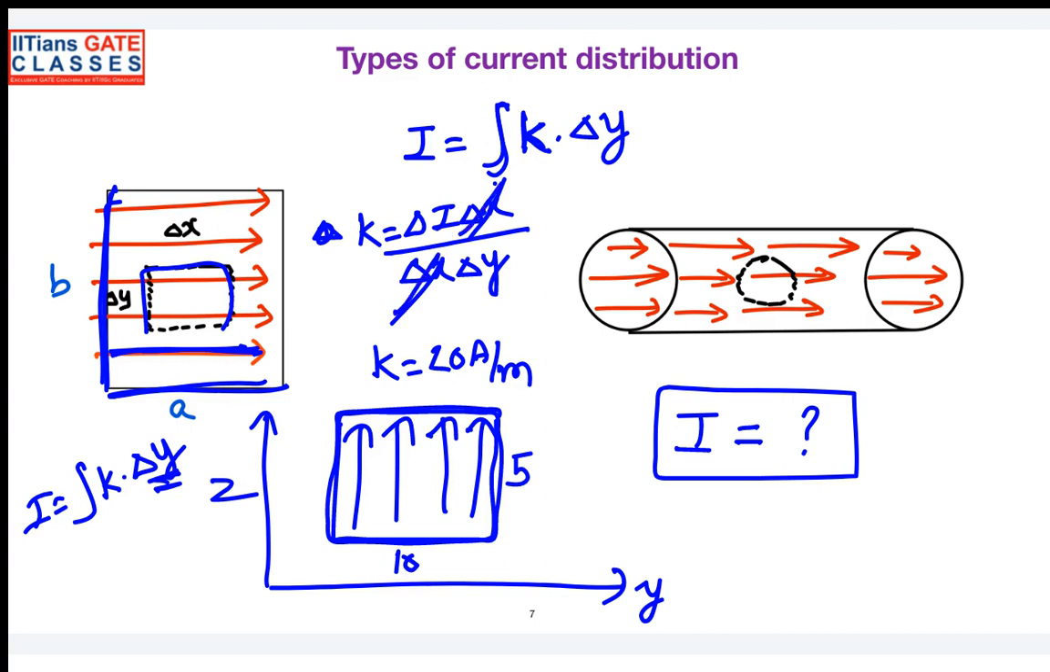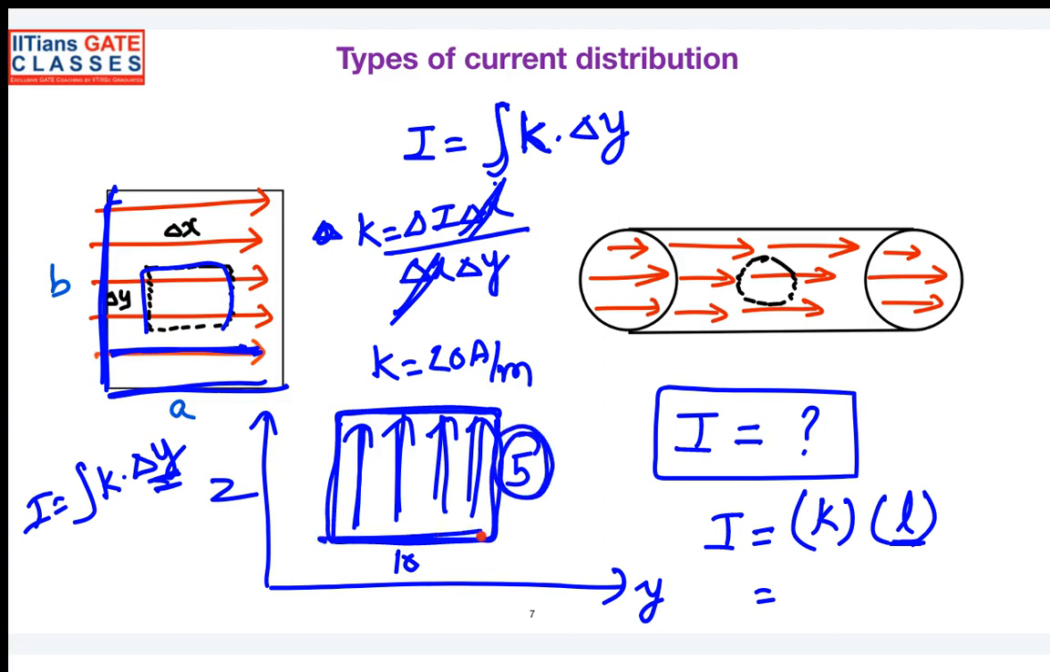I hope you understood here. In this case, the current is nothing but the current density multiplied by some length. This length will be perpendicular to the current. So here the current is flowing along Z direction, so you should not multiply the Z component. You should multiply with a component which is perpendicular to K. You should multiply with 10 right now. So the answer will be 20 into 10, that is nothing but 200 amps. So I hope it is clear for everyone, right?